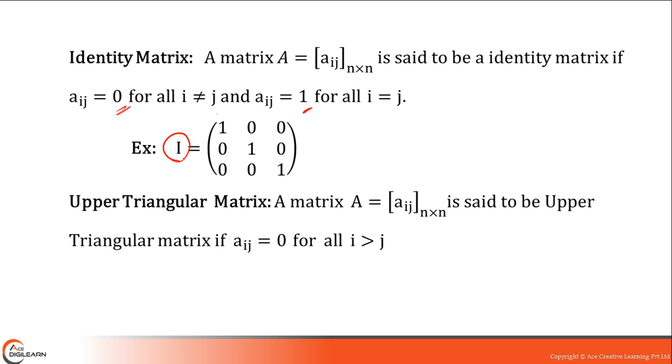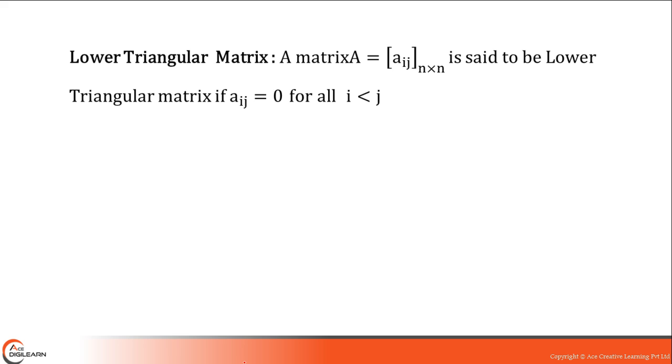Next, upper triangular matrix. A matrix A is said to be an upper triangular matrix if aij equals 0 for all i greater than j. So these are the elements which satisfy the condition i greater than j. Next, coming to lower triangular matrix. A matrix A equals [aij] of order n by n is said to be a lower triangular matrix if aij equals 0 for all i less than j. Look at an example. These are the elements which satisfy the condition i less than j.